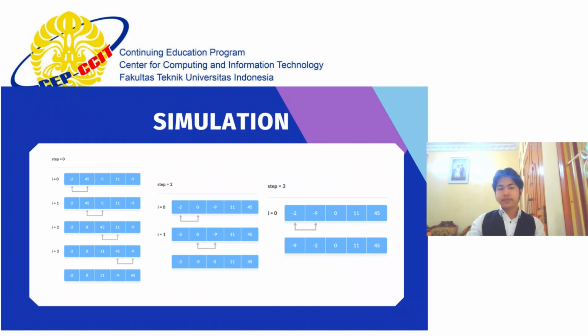Simulation of bubble sort. Suppose we are trying to sort the elements in ascending order. First iteration, compare and swap. Starting at the first index, compare the first and second elements. If the first element is greater than the second element, they are swapped. Now compare the second and third elements. This goes on until the last element. The example: the step 0, minus 2, 45, 0, 11, and minus 9. It still swaps if the comparison is greater than.